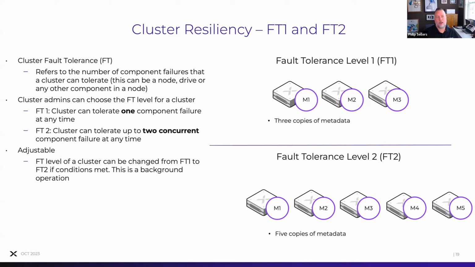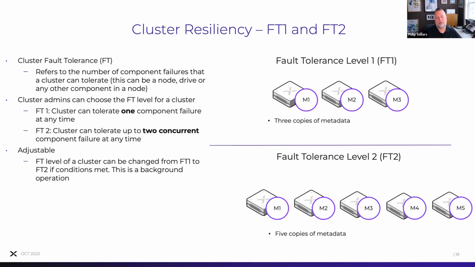So FT of 1 can tolerate 1 component failure, where an FT of 2 can tolerate up to 2 concurrent component failures. So what does that actually mean in practice? Are we talking about a node failure? Are we talking about a disk failure? Are we talking about RAM, DIMM failure? Well, the answer is yes. Any of those would represent a component failure that takes out a node.